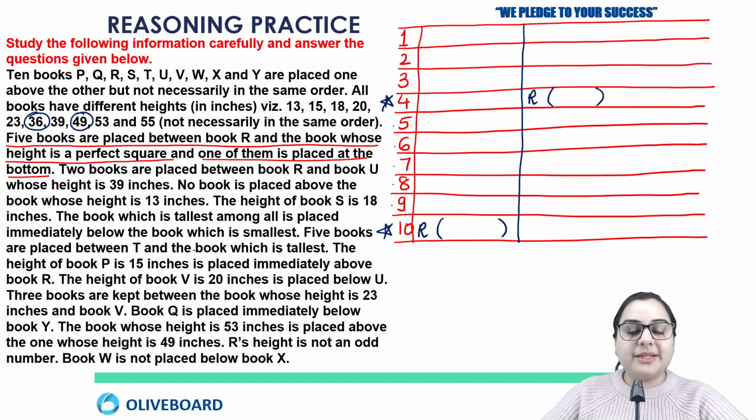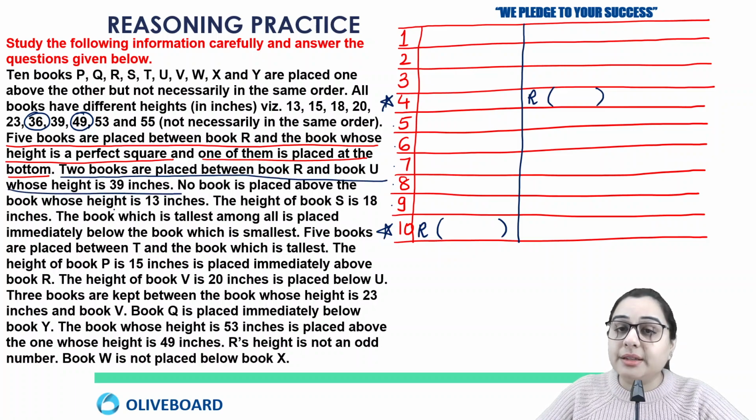Now let's see what other information can be used. Two books are placed between book R and book U whose height is 39 inches. R we have already filled, which is on the 10th position in the first possibility. Let me mark, this is your first possibility and this is your second possibility. Two books are placed between R and U, so if R is on the 10th position, then U will be on the 7th position, whose height is 39 inches.